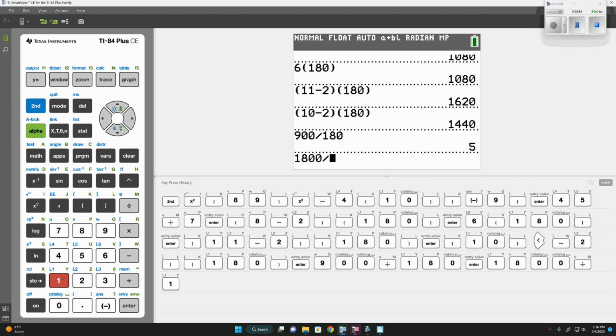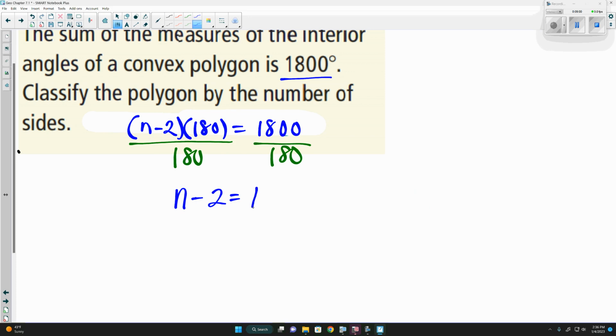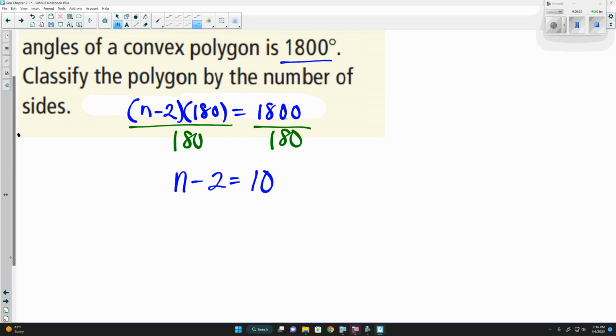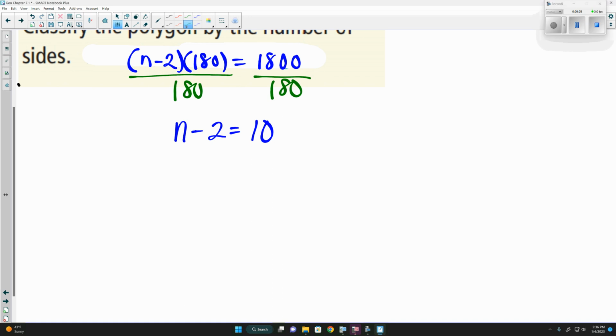1,800 divided by 180 is indeed 10. So the number of sides is 12, or a dodecagon. Questions on this here? Any questions on this here? Questions on anything we've done so far?